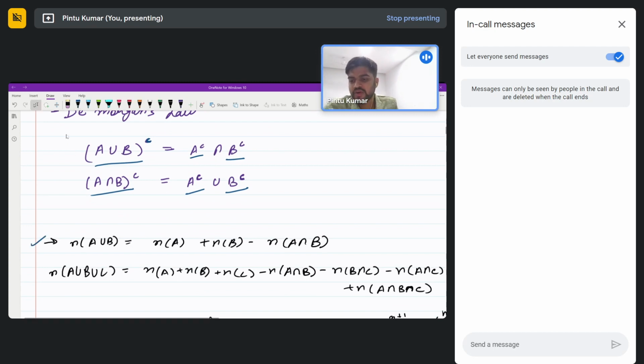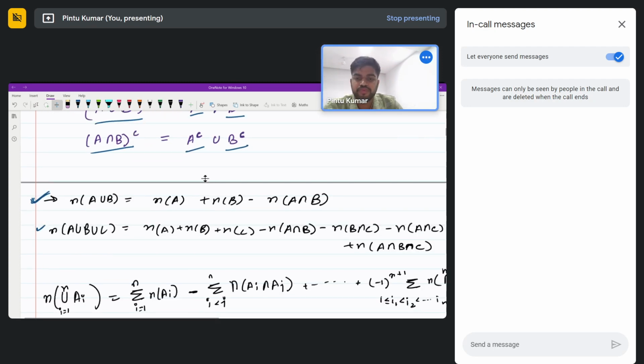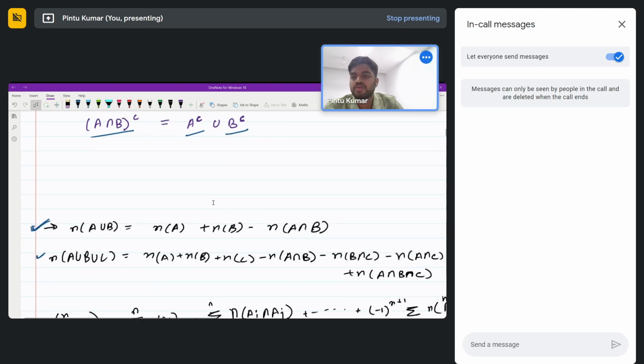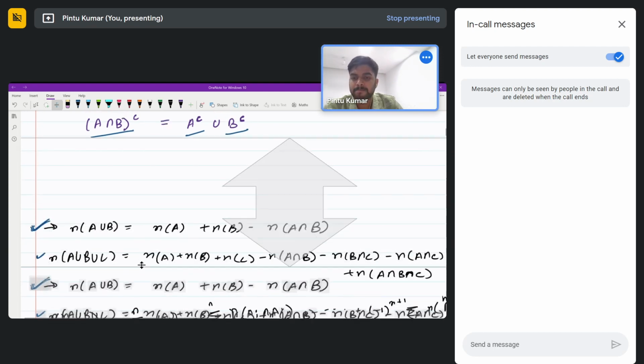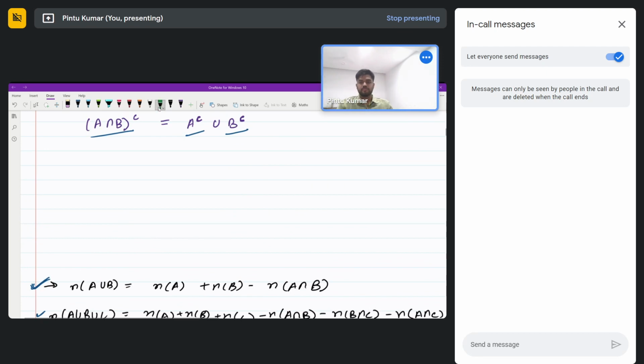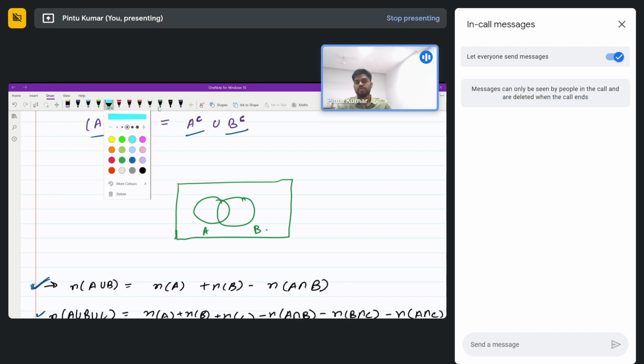There are two rules that you have done in class 12, but there is a question related to this in the assignment, so I'll try to discuss it at slightly more length. So let's look at this property. Let's say you have two sets, this is your set A, and this is your set B. Now you want to count the number of elements in A union B. How can you do it?